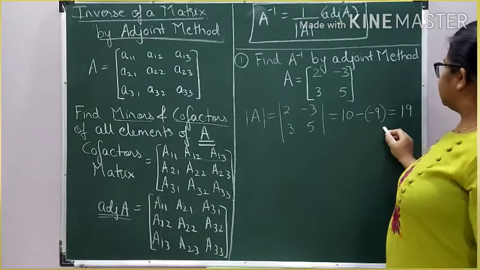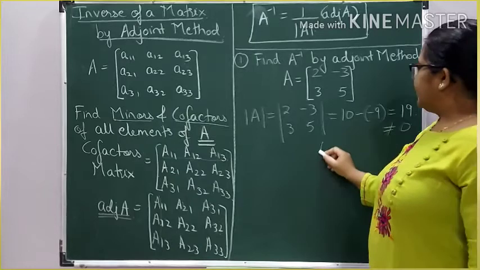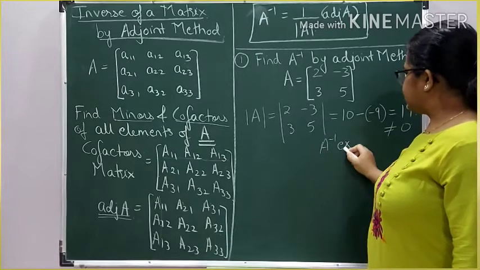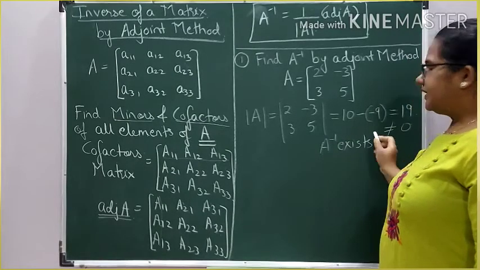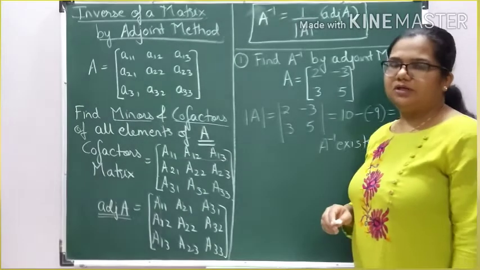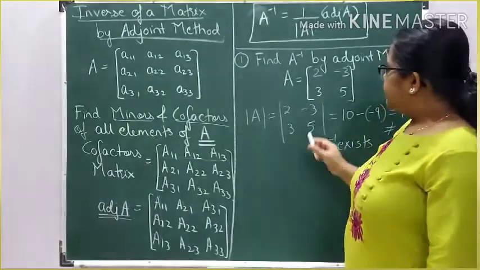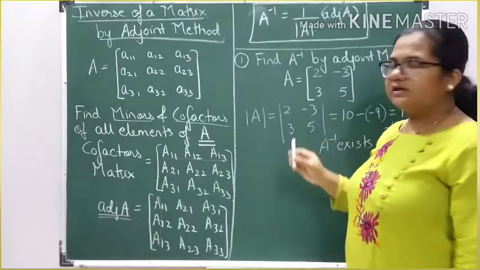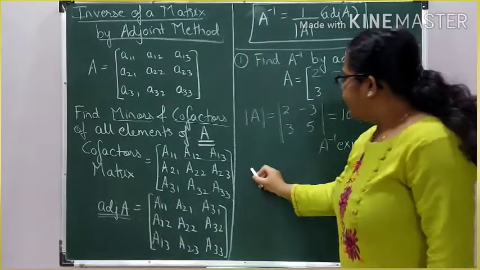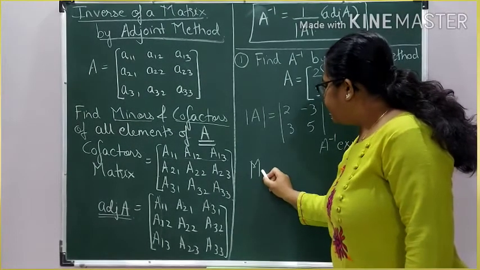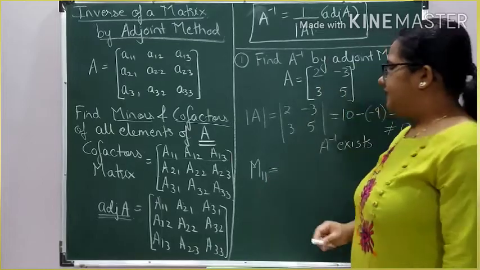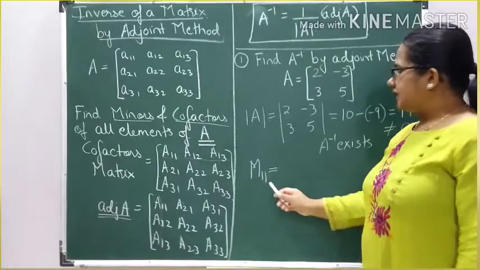So clearly this is not equal to 0 and A inverse exists. You remember the condition for A inverse to exist. Determinant should not be equal to 0. Now how do we find the minors and cofactors? For an order 2 matrix it is very simple. There are 4 elements, so there will be 4 minors. How do we find the minors?